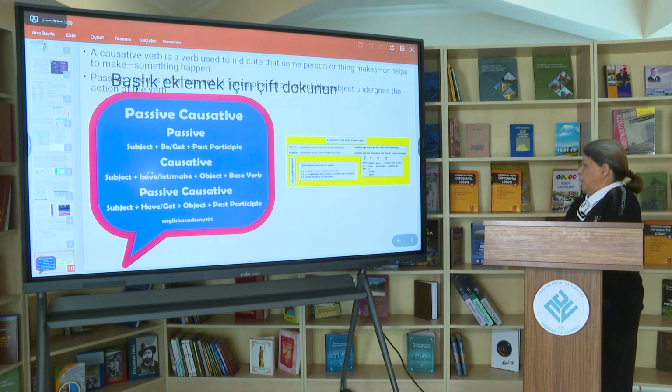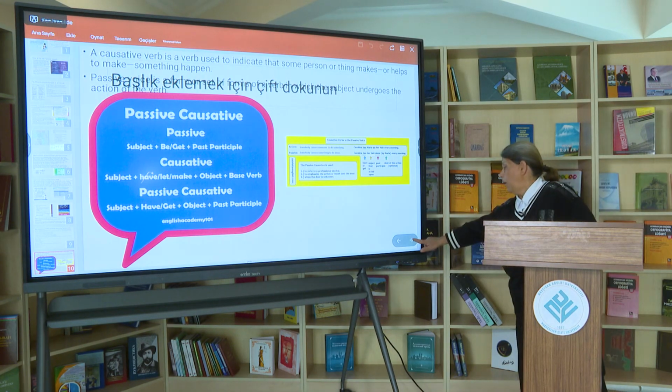The passive causative is used, first, to refer to a professional service. Second, to emphasize the action or result over the doer. And in the third case, when the doer is unknown.